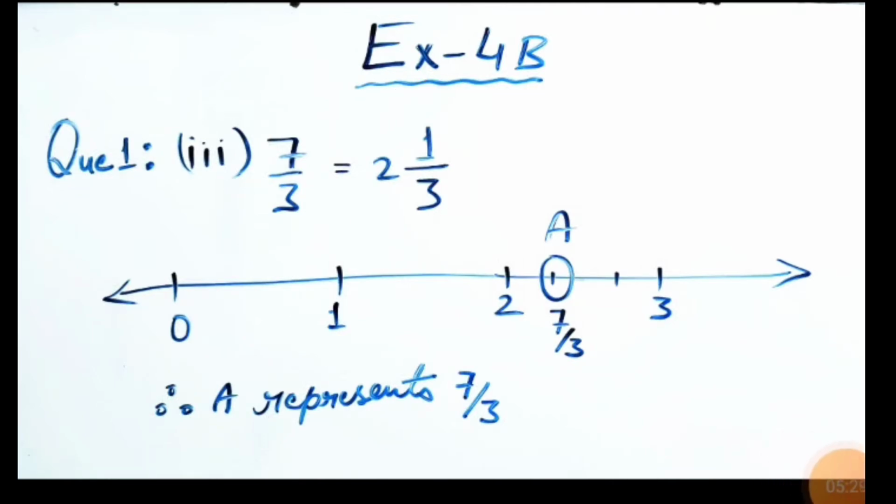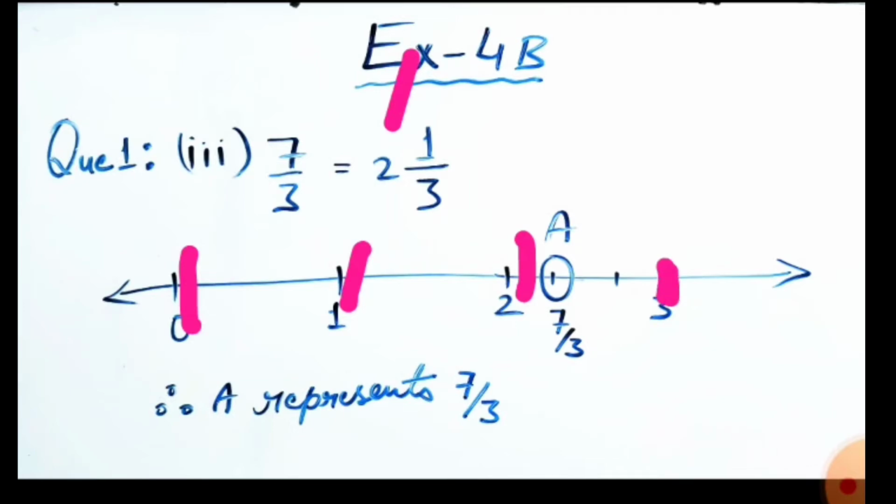Now we need to represent 2 whole 1 by 3. 2 whole means 2 complete, and then from the third one we'll divide it into 3 equal parts. So we'll take only one part. Okay, now let's start. This is 0 and we need how much? 2 whole and 1 by 3. So it is 1, this is 2, and from the third one this is 3.